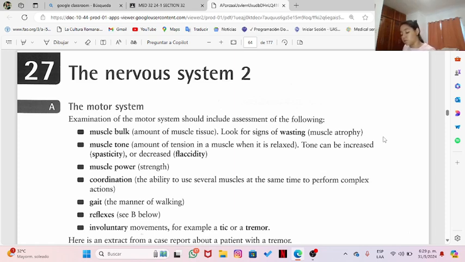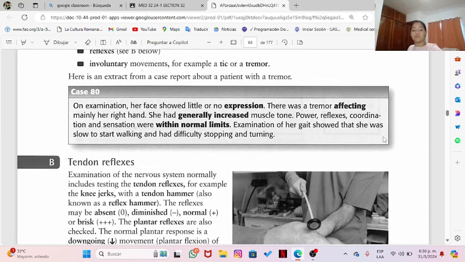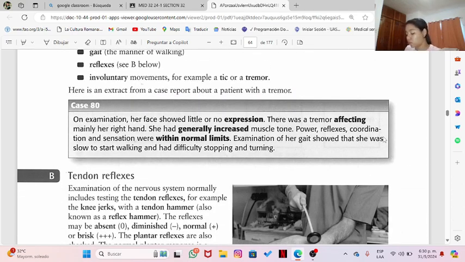Muscle power, strength. Coordination, the ability to use several muscles at the same time to perform complex actions. Gait, the manner of walking. Reflexes, see V below. Involuntary movement, for example, a tic or a tremor.